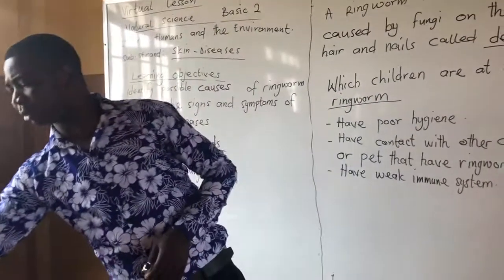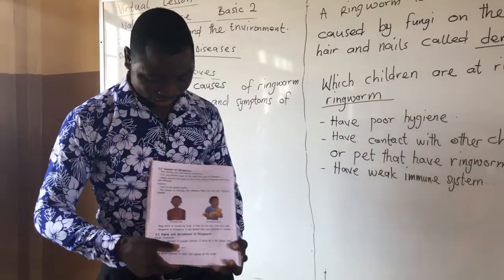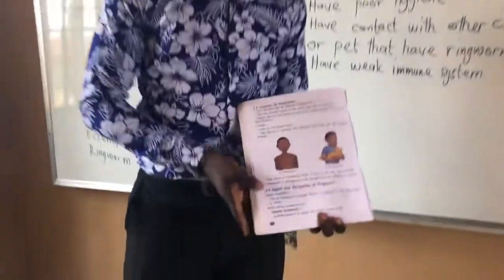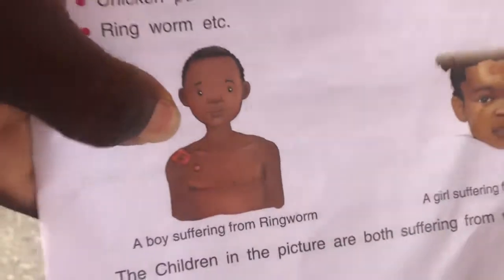So let's look at some examples of those being affected by the skin disease called ringworm. Look at it. This is ringworm. Here is a girl having the infection, and a boy having the infection. Look at the ringworm on the forehead, and the ringworm here. It can affect any part. It can affect the hair, and when it affects the hair, that's the scalp.